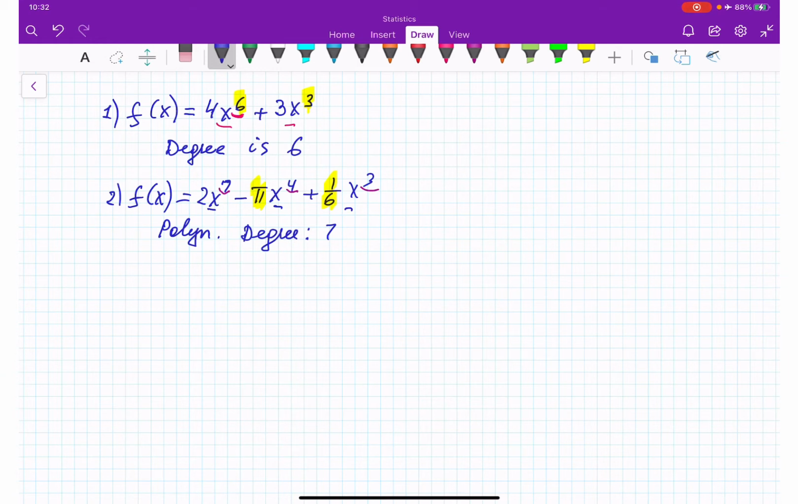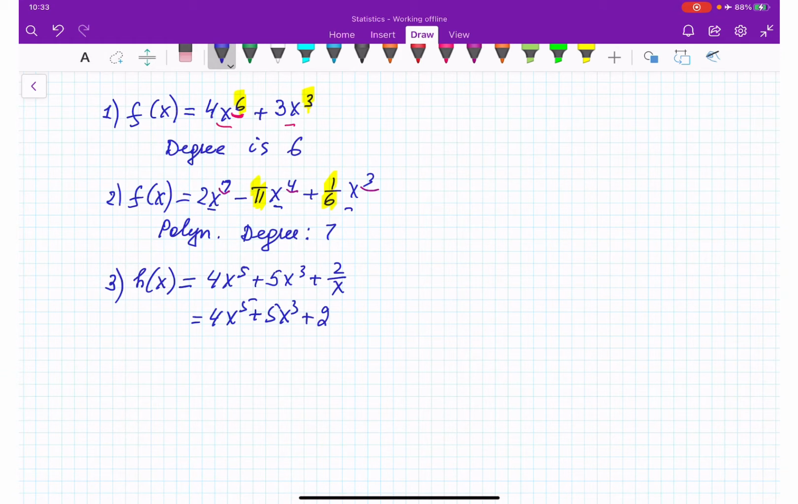Question number 3. We have h of x is equal to 4x to the 5 plus 5x cubed plus 2 over x. Okay, what do we have? 2 over x, which means I can rewrite it as 4x to the 5 plus 5x cubed plus 2 times x to the power negative 1.